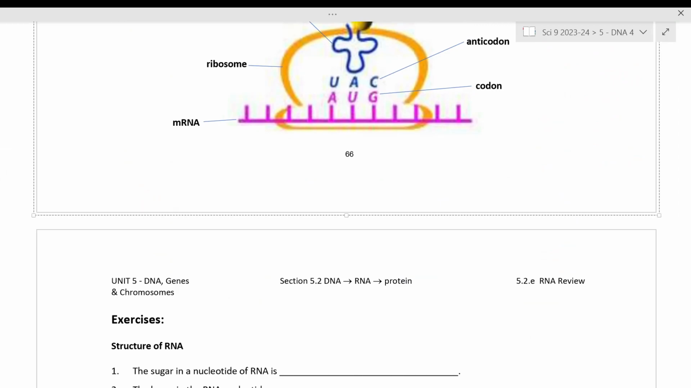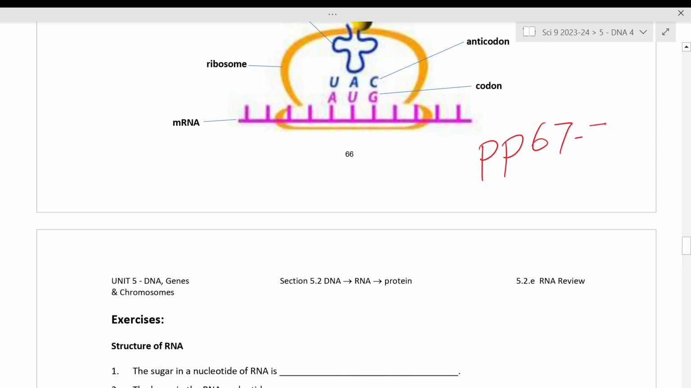All right, so now there are some exercises on pages 67 all the way through to 72. So you guys can work on that.